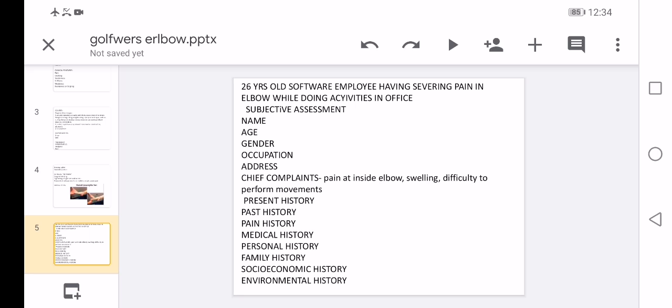If it is acute, it can take 7 to 10 days. If subacute, it can take 10 days to 7 weeks. A chronic condition may take longer than 7 weeks. Coming to the past history, is there any past history related to this condition, yes or no? If no, then no past history. Coming to the pain history, what is the site? It is the inside, the medial side. Which side, right or left? If the left side is affected, go through the left medial side.